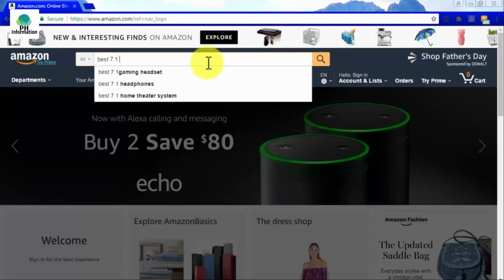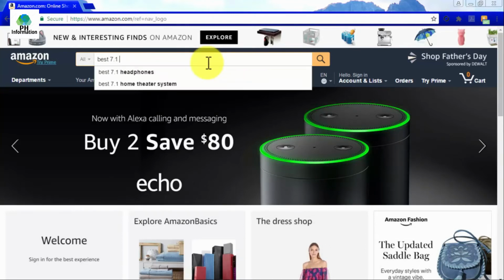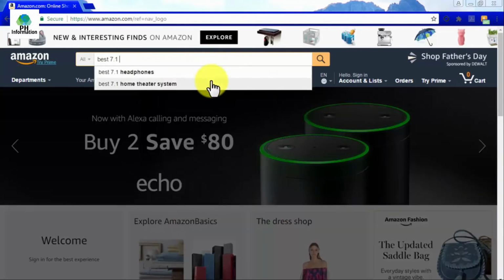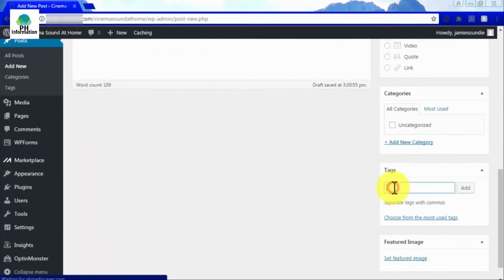To make sure that a keyword is profitable, go to the Amazon homepage and type it into the search bar. If it's highlighted in the results, then it is indeed profitable. Profitable keywords should also include brand names in some circumstances, and they have to be used on the title of your product-oriented pages, throughout your content, and on your tags.